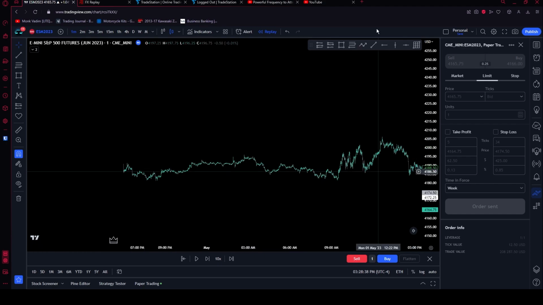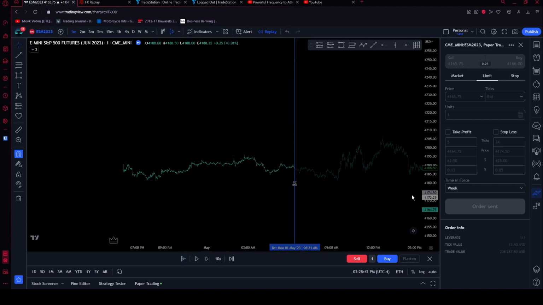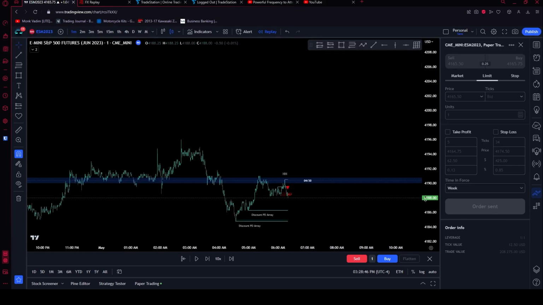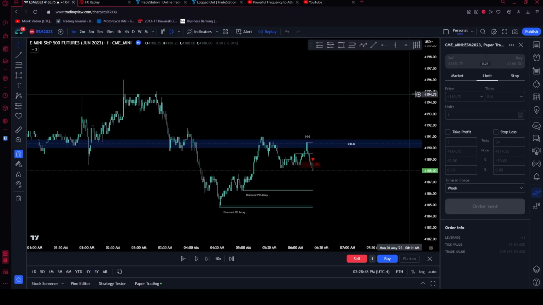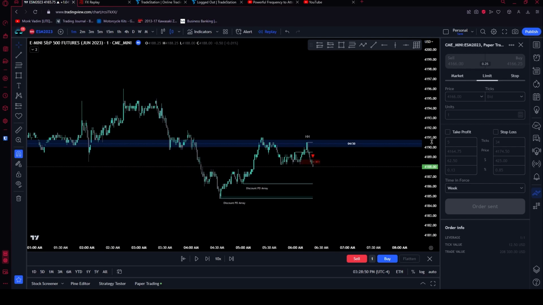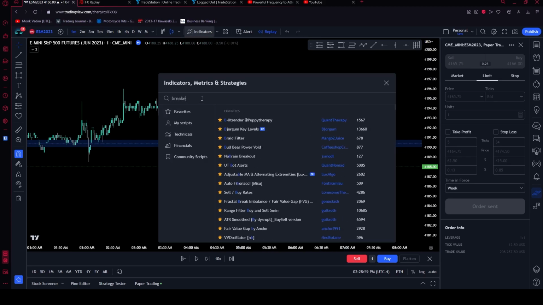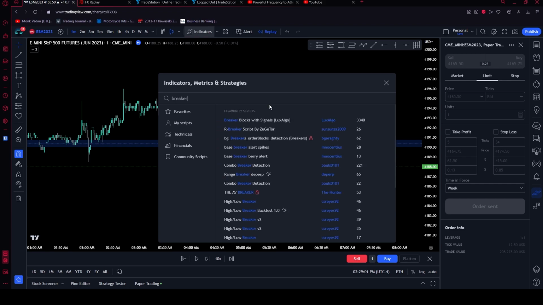6 a.m. Let's just bump. And I want to show you how that has helped me. So first, why does this look so blocky? First, I'm going to show you what it is. So you just go to your indicators and type in breaker, and it's the first one, breaker blocks with signals by LuxAlgo.